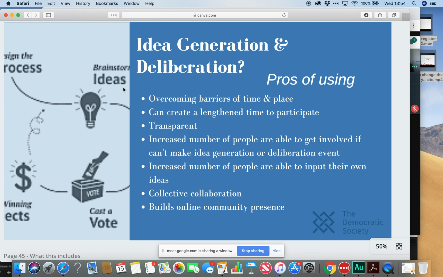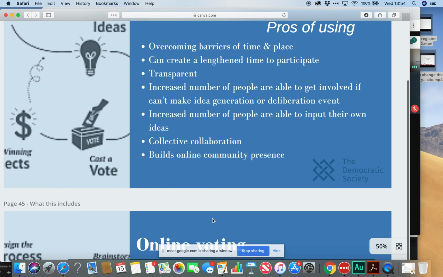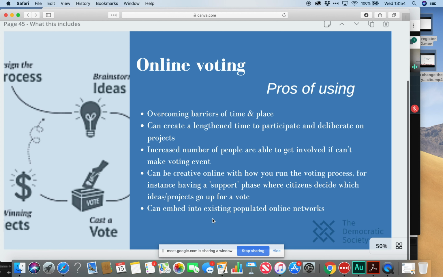And that also, again, builds online community presence. So people are helping each other generate ideas or progress these ideas, supporting them. Some of the pros of online voting.